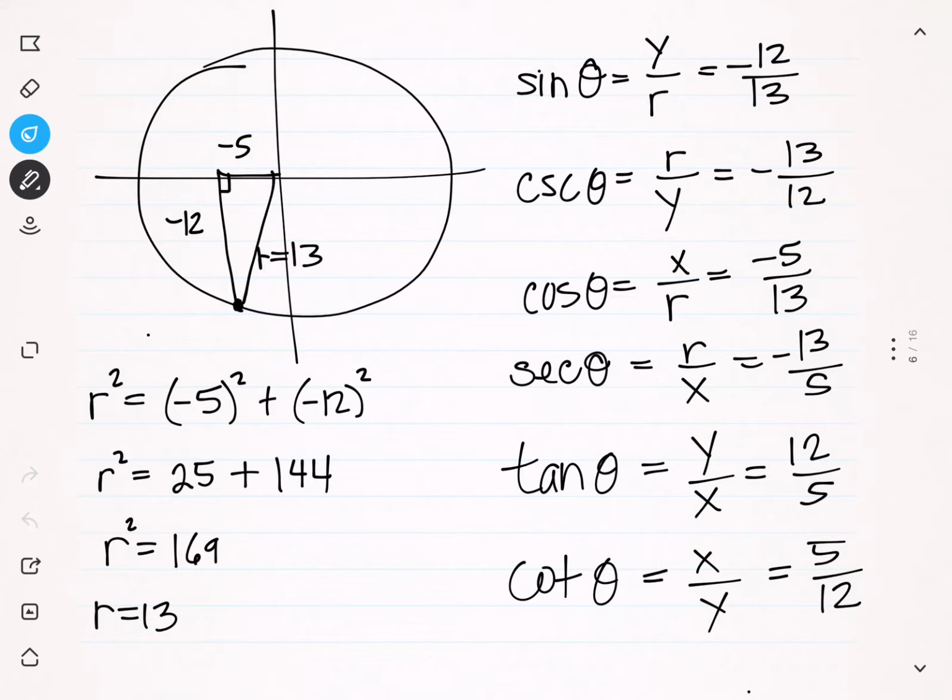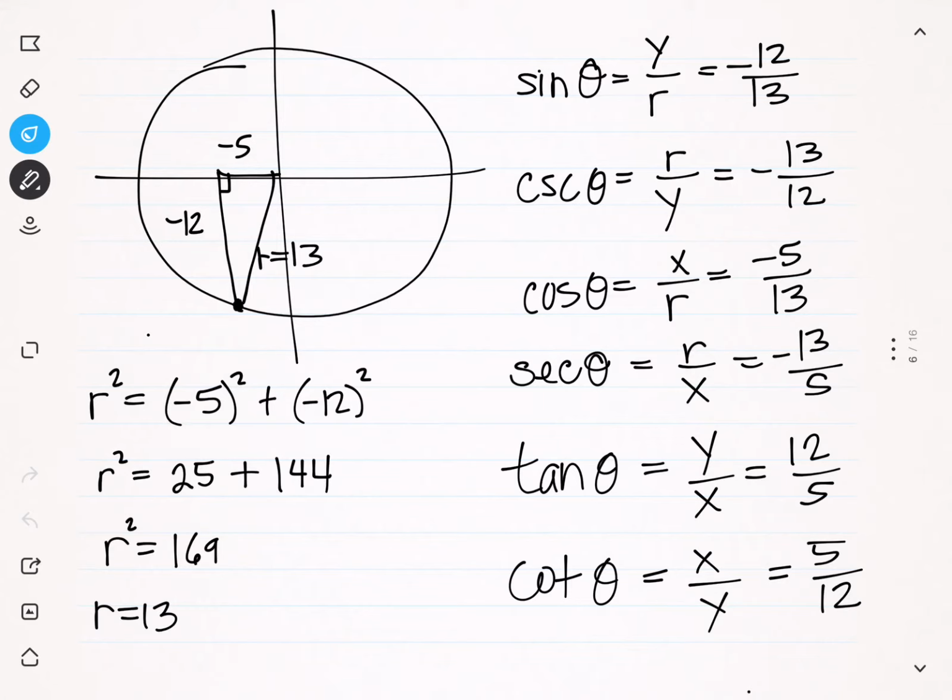Okay, so you should have drawn a triangle in there and used the equation for a circle or the Pythagorean theorem to solve for the radius, which ends up being 13. So you have a right triangle whose legs are negative 5 for the horizontal distance and negative 12 for the vertical distance, and then positive 13 for the hypotenuse, because the radius is always going to be positive.